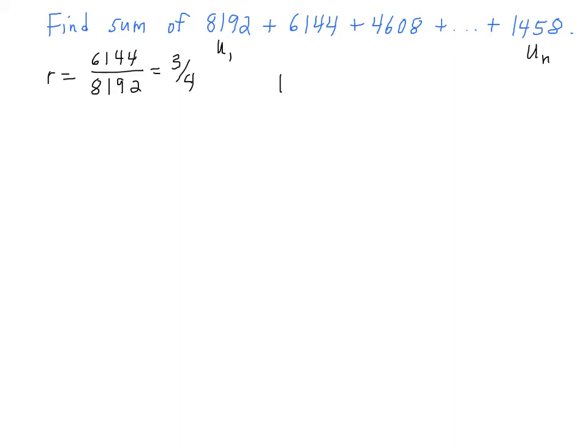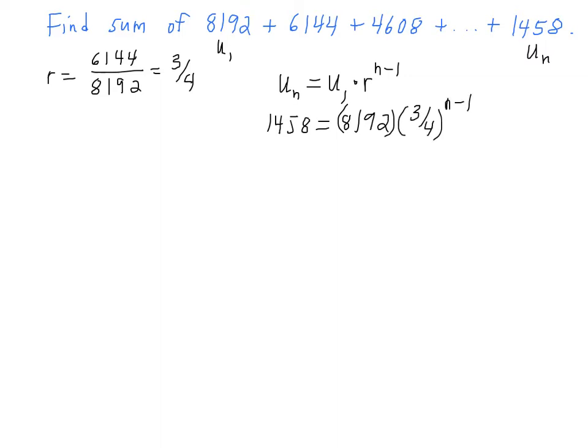So to do that, we're going to need our general formula. Just like we saw with arithmetic, we can put our last term in here for u sub n. So 1458 is going in there. 8192 is going in for u sub 1. We said r is 3/4, and then by solving for n, we will know exactly how many terms we have, such that 1458 is the last one.